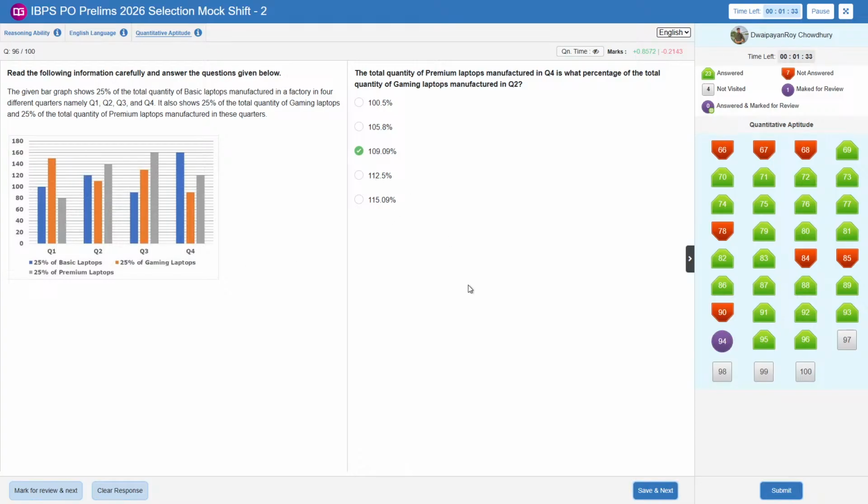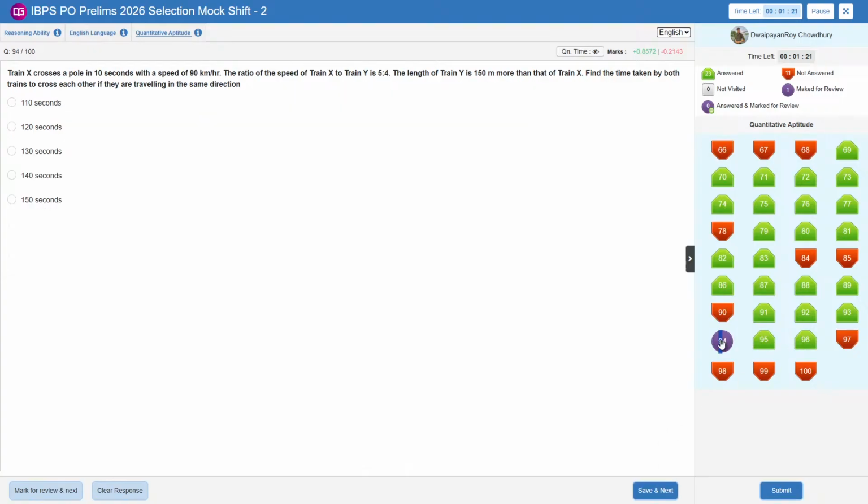119% out of the total quantity of gaming laptops. Why is this okay? Okay, defective, not doing this, not doing this, not doing again.